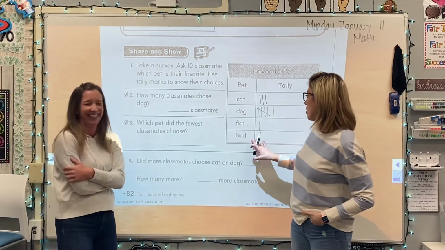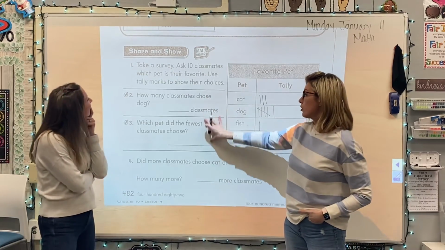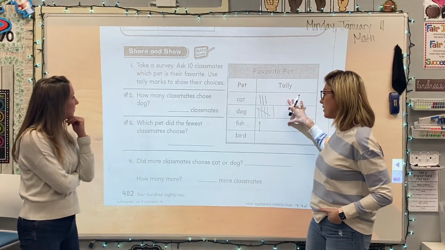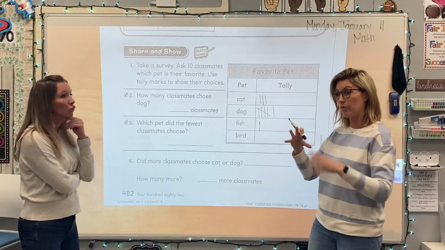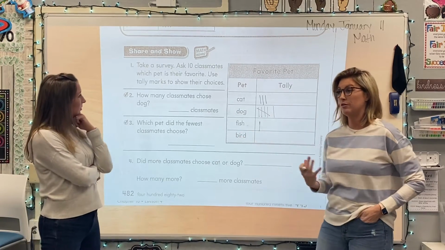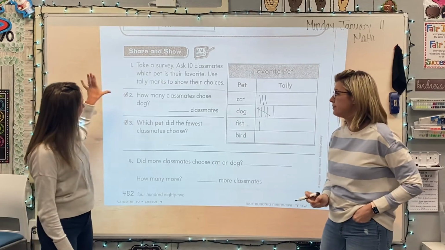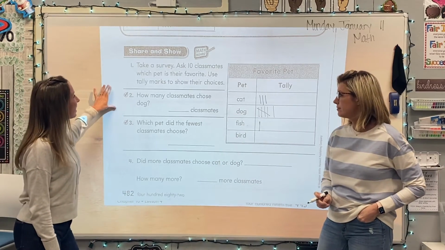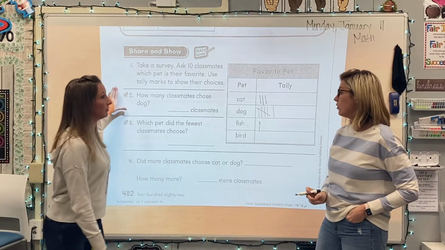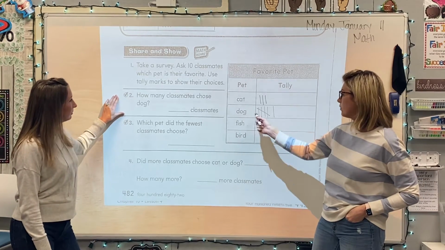All right, so here we're going to start answering our questions using the data that we compiled, we got together by asking all of the students to complete the survey. Can you read the first question for us? I would love to. How many classmates chose dog? Okay, so we'll go to the dog and we'll count up the tally marks.